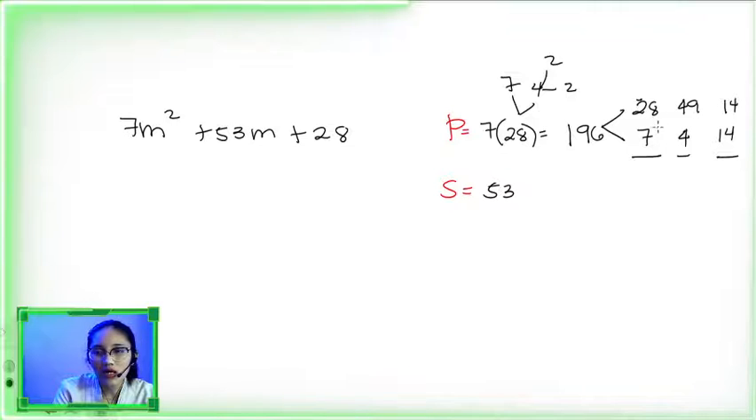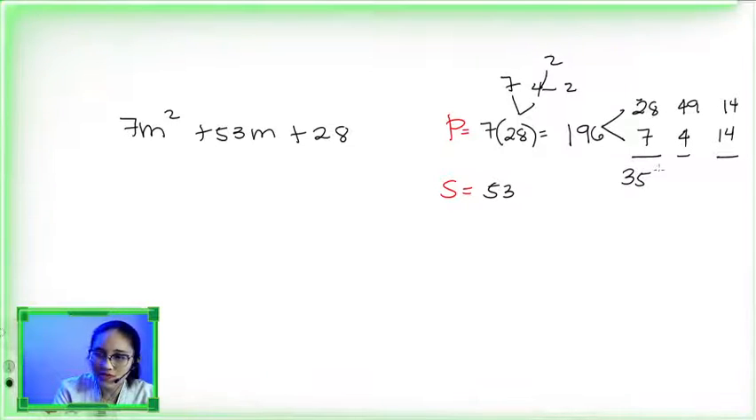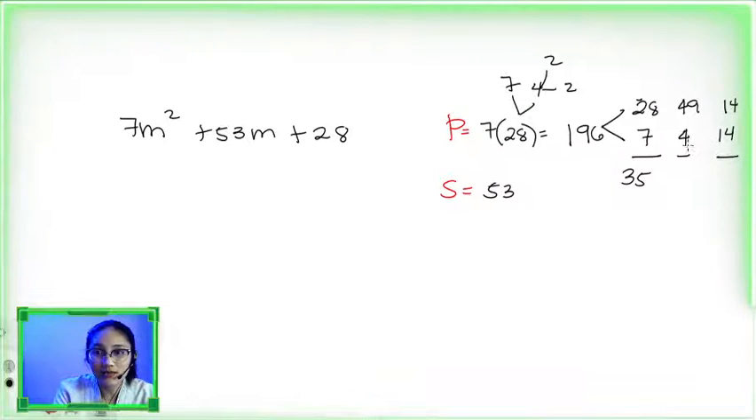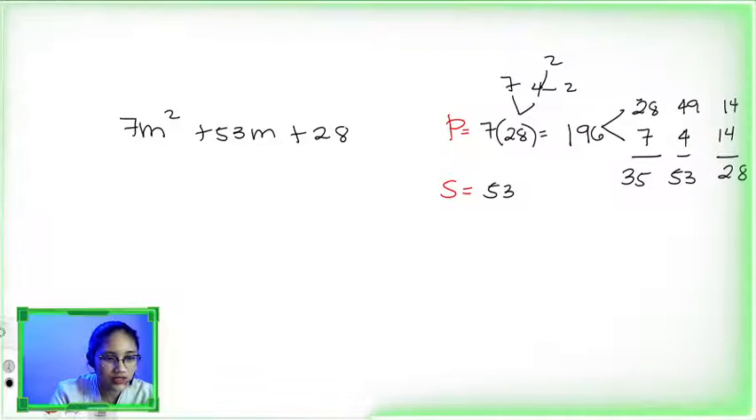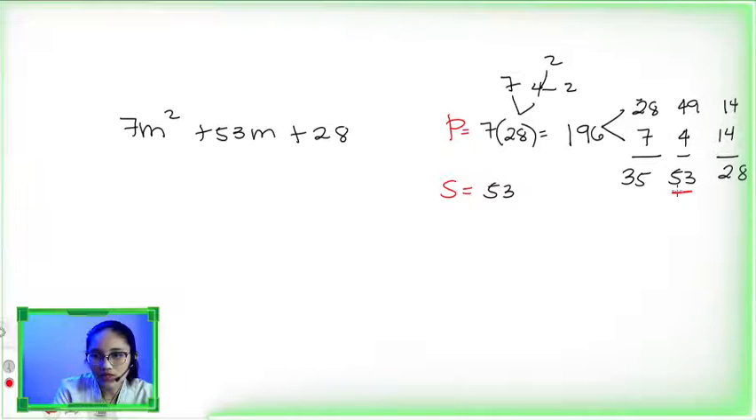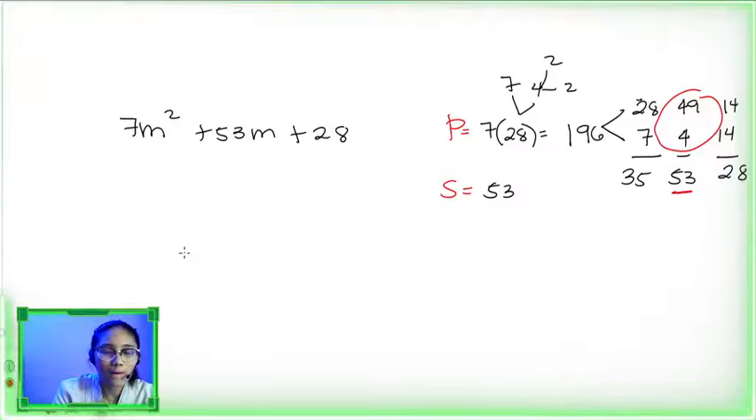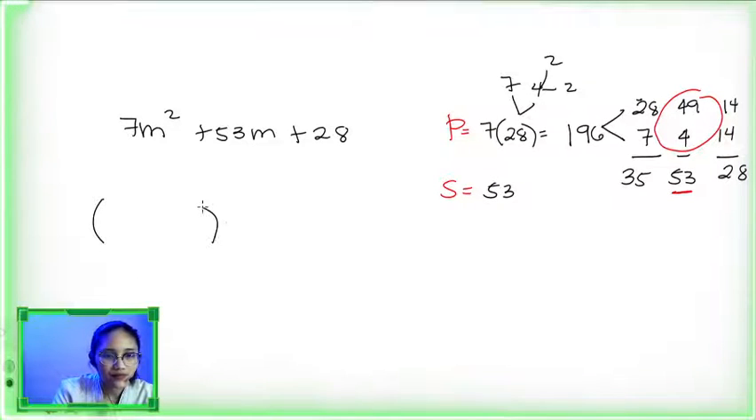So, we have 28 plus 7. The result is 35. Oops. 49 plus 4. The result is 53. Okay, yun na. And then here is 28. So, nakita na natin ang ating hinahanap, which is the sum of 53, having the factors of 49 and 4. So, now, how are we going to write our answer?